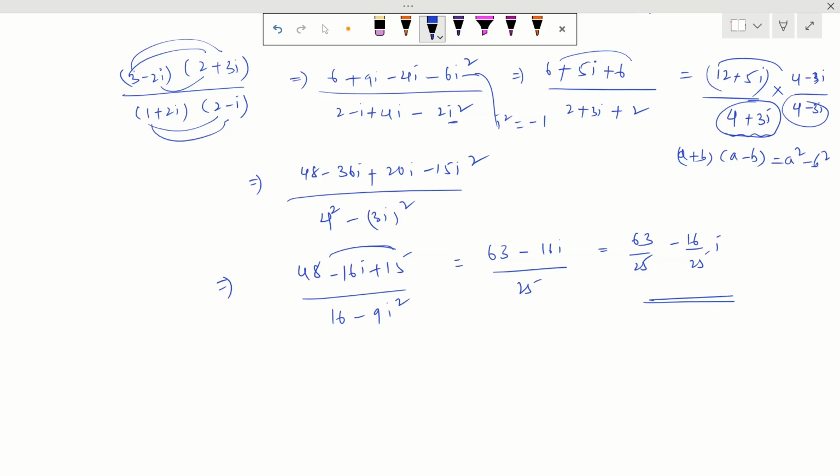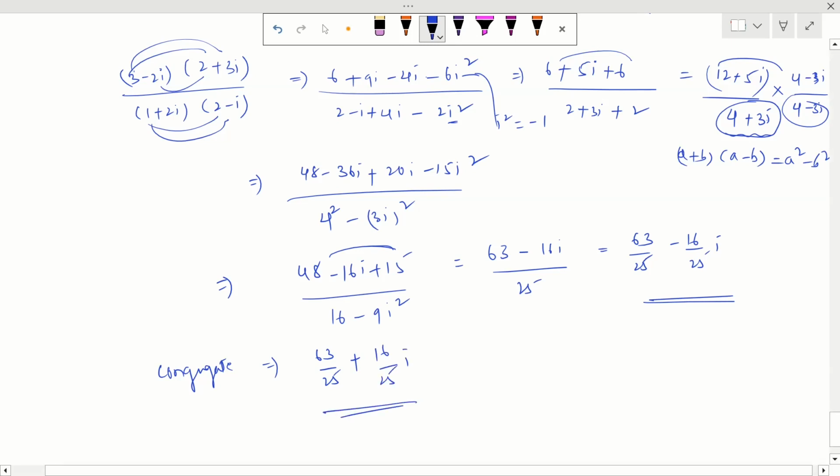And the conjugate of this number: conjugate means here we need to take the opposite sign, right? When plus minus is there, then plus will come. If plus is there, minus will come, right? That is the conjugate of a number. So 63 divided by 25 plus 16 divided by 25 i. So this is the conjugate of the number.